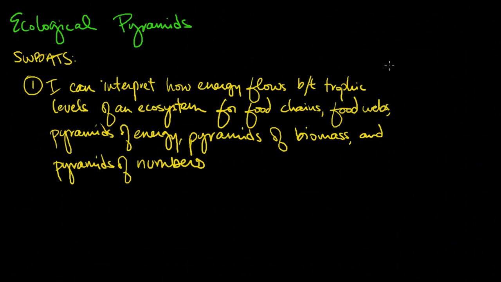Okay, so this is a podcast about ecological pyramids, and this is the SWBAT that you should be able to interpret how energy flows between trophic levels of an ecosystem for food chains, food webs, pyramids of energy, pyramids of biomass, and pyramids of number. So I'm going to go ahead and put check marks next to things that we've already talked about that you should already know. So you should be able to interpret how energy flows in a food chain and a food web.